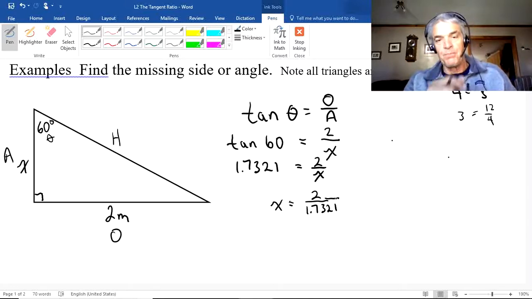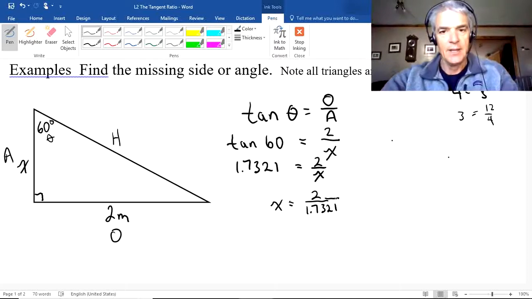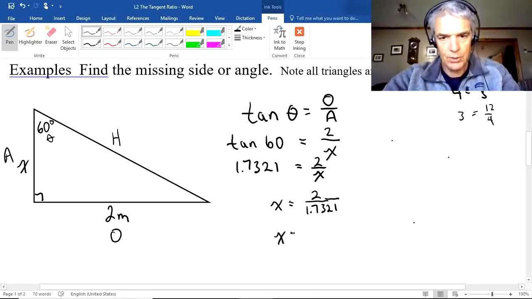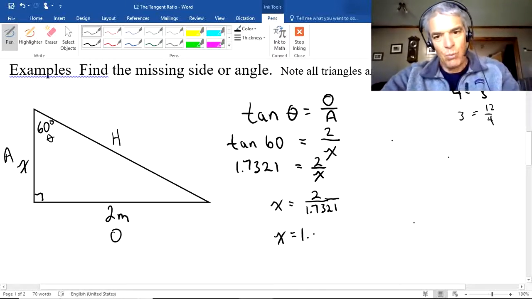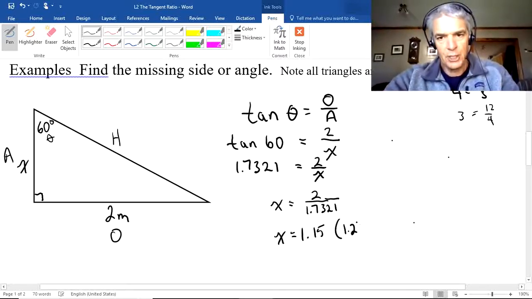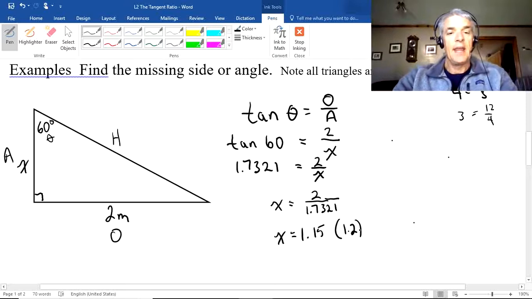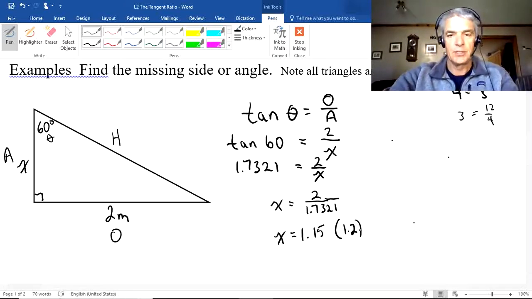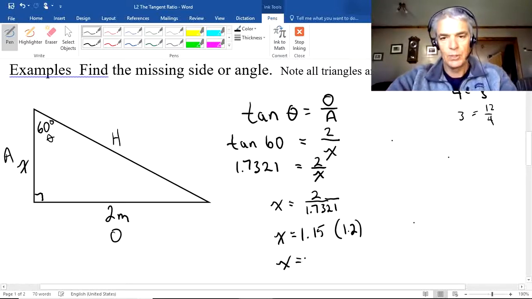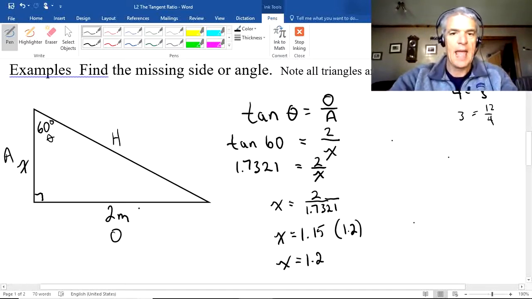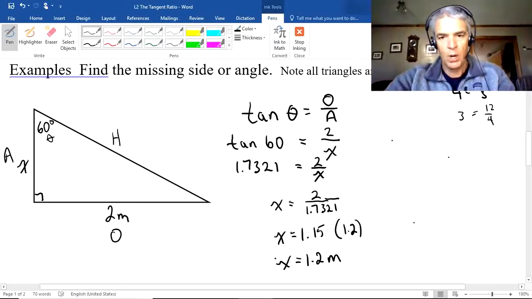1.15. Now, I always round it off to the nearest 1 decimal place when it's a side. So in this case, x equals 1.15, but I'm going to write it as 1.2. And then I'm going to put my answer in, and I'm going to include units. So x really equals 1.2, and I add my units. It's really important that I do that.